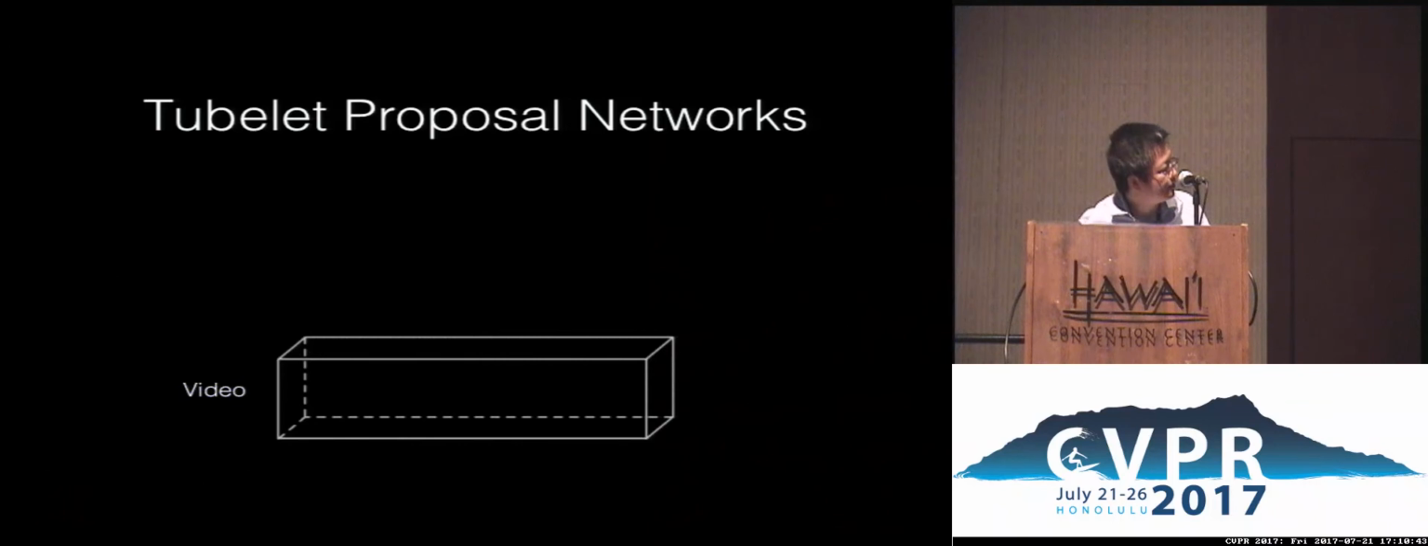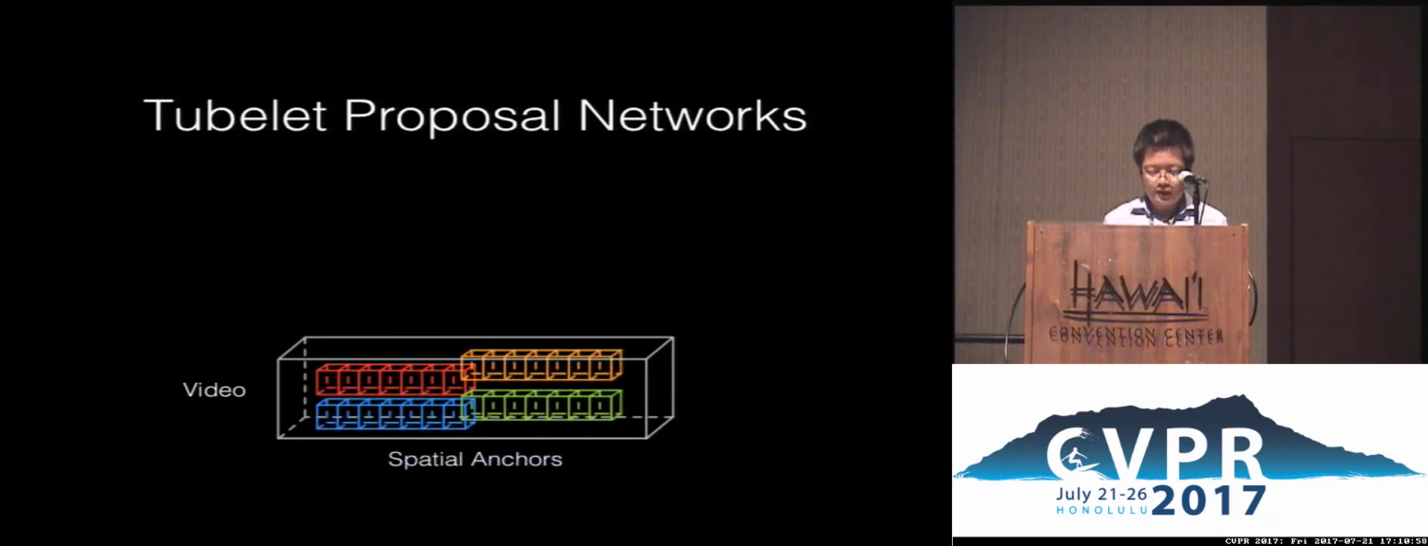And here are some details. The naive way is that given two frames, you can predict the motion of one region proposal. But we want to do more. So let's say we consider a few more frames, let's say 5 or 6 frames together.